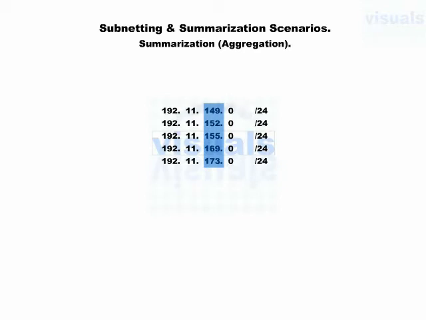The summarized network would be 192.11.128.0/18. Let's check the answer. I think it is 18. Yes, it is /18. So valid IP addresses are from 192.11.128.1 to 192.11.191.254. So this range covers all these networks, as you can see, and the broadcast address is 192.11.191.255. The next network would be 192.11.192.0.